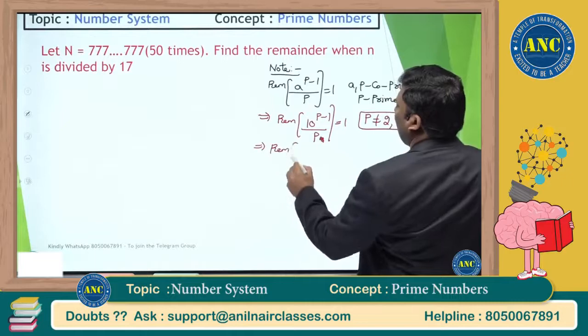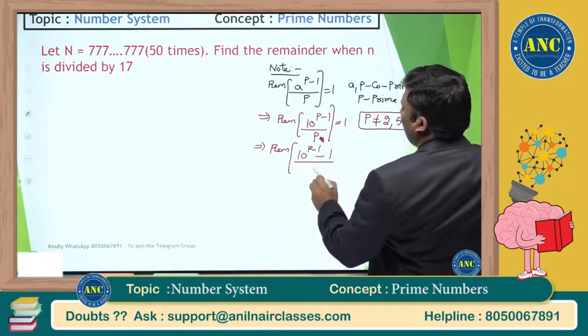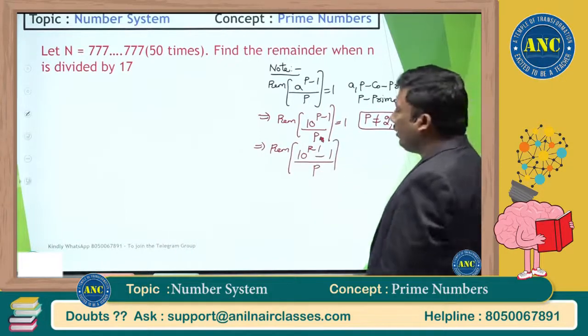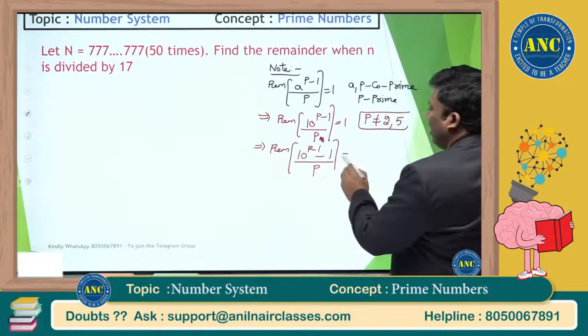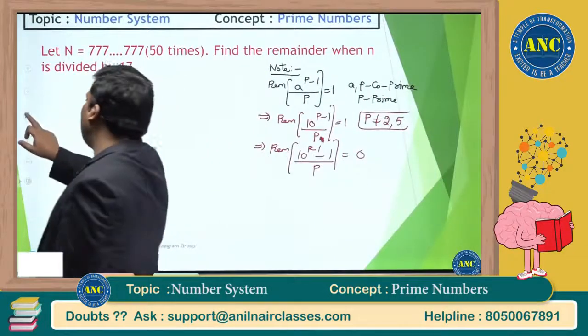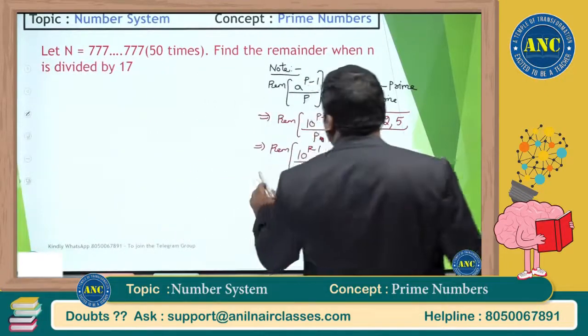If it goes to the right hand side, this will become (10^(p-1) - 1) divided by p. 10^(p-1) divided by p is 1, and 1 minus 1 is 0. So (10^(p-1) - 1) divided by p, the remainder is 0. Let me take p value 3.